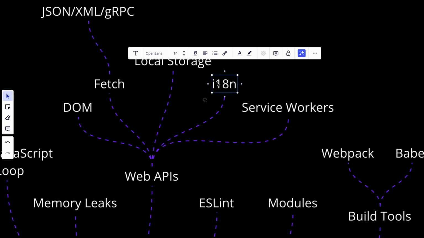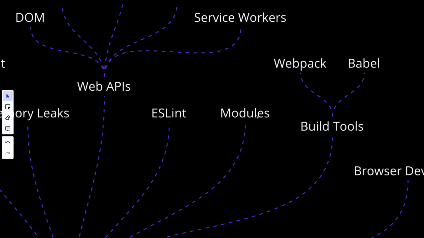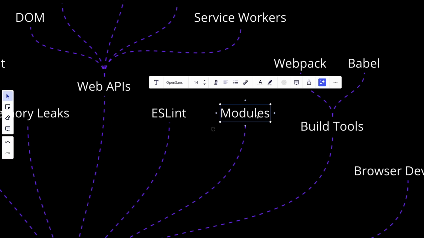I18n is the practice of designing your web applications so they can be adapted for different languages and regions. ESLint is just a helper tool to keep your code clean and consistent, and it automatically identifies problems and suggests fixes. The next part is modules, which help us organize code into CommonJS or ES6 modules and help in managing and maintaining our code base, allowing us to reuse code and manage dependencies.